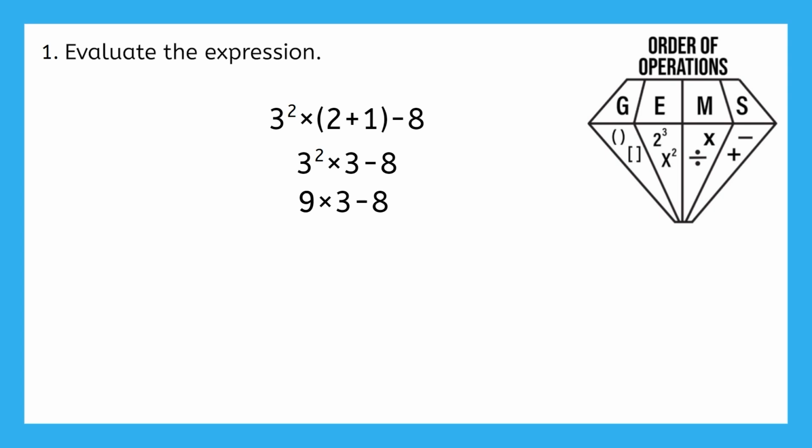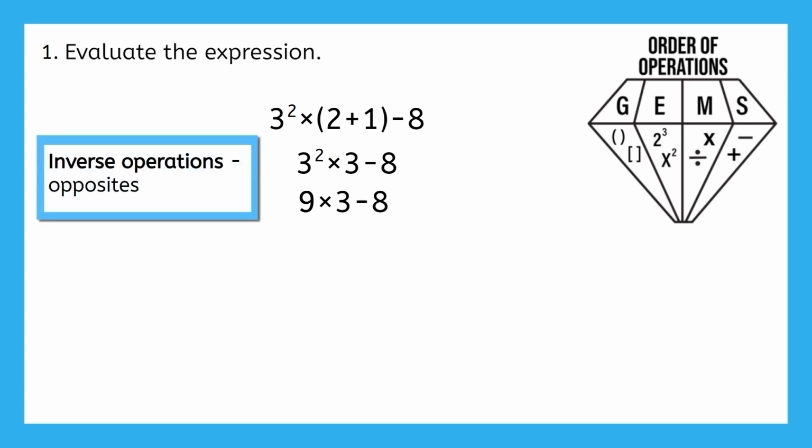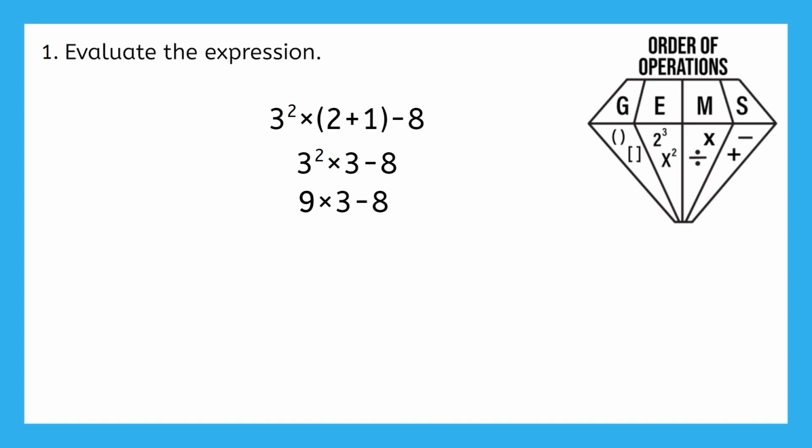According to GEMS, multiplication and division come next. They're inverse operations, or opposites, so they are ranked equally in GEMS. Whenever we approach multiplication or division in a problem, we work from left to right, solving whatever comes first. There isn't any division in this example, so we just need to take care of this multiplication right here. 9 times 3 equals 27. Bring down that last part of the expression, and we're ready for the last level of the order of operations, subtraction and addition. Subtract 27 minus 8, and that equals 19.